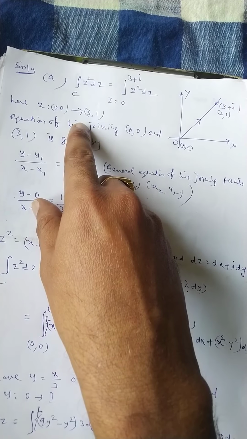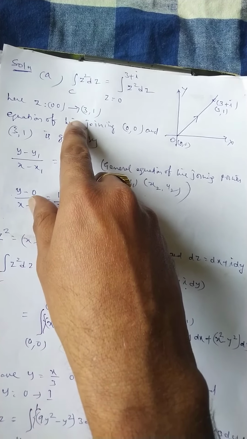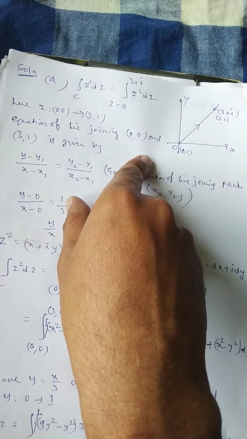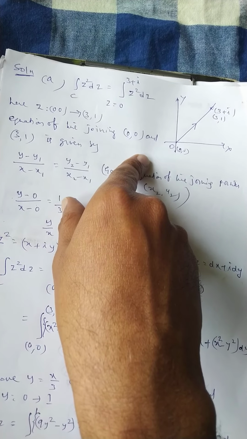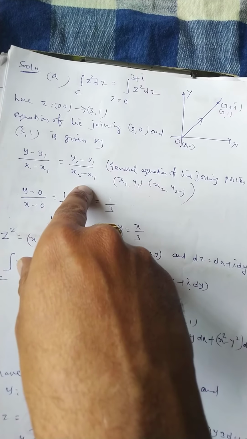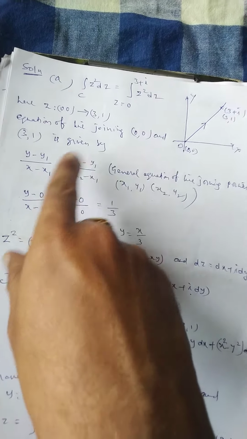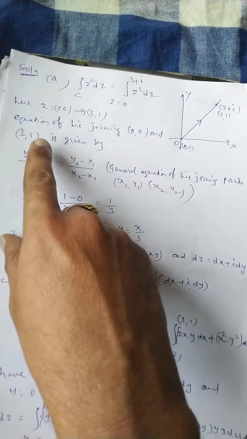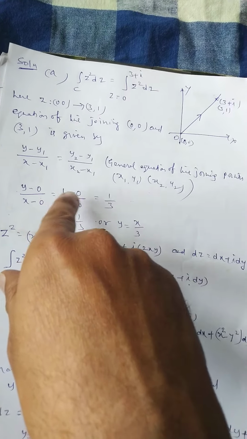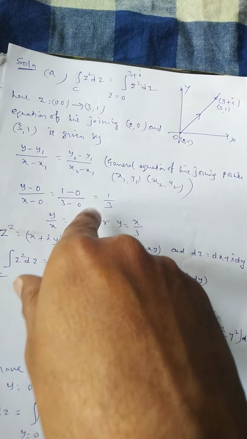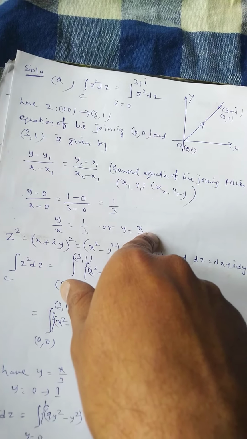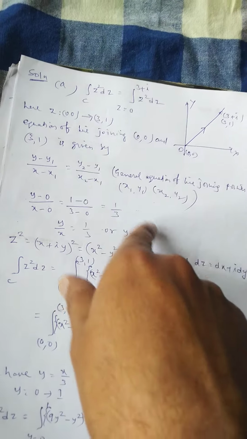Treating (0, 0) as (x1, y1) and the other point (3, 1) as (x2, y2), the general equation of the line joining the points is (y minus y1) divided by (x minus x1) equal to (y2 minus y1) divided by (x2 minus x1). With (x1, y1) equal to (0, 0) and (x2, y2) equal to (3, 1), we get (y minus 0) divided by (x minus 0) equal to (1 minus 0) by (3 minus 0), which is 1 by 3. So this simplifies to y equal to x by 3, or x equal to 3y.